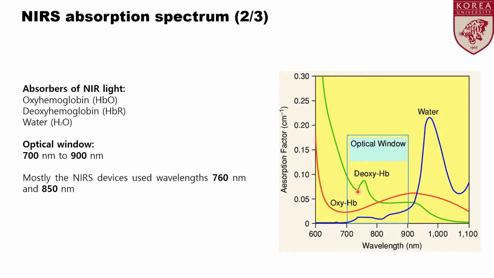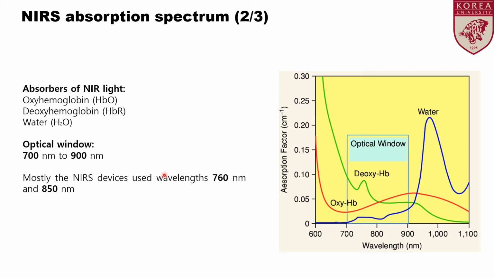And in the optical window from 700 to 900 nanometer, you can see that all these three chromophores have different light absorption spectrum, and we use this optical window in NIRS system because less than 700 nanometer the main absorber is the biological tissue, and greater than 900 nanometer the main absorber is water. And all this information we can also see in this diagram.